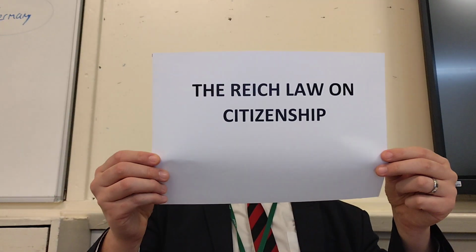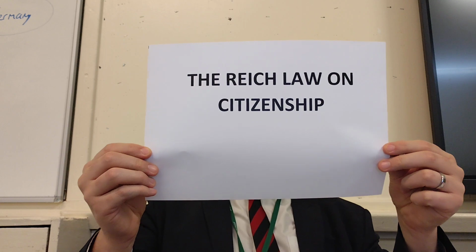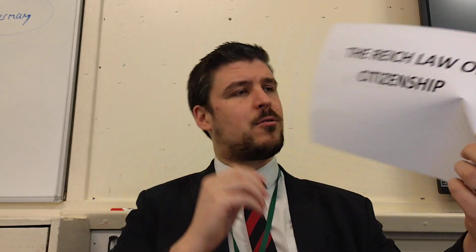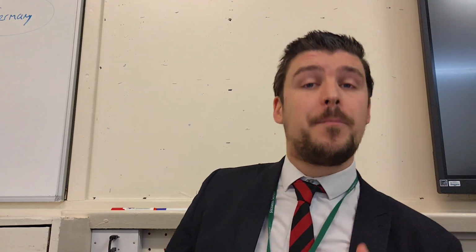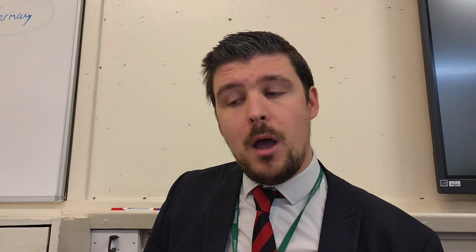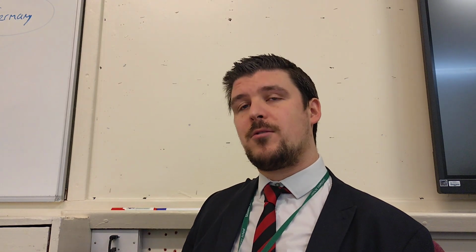The second Nuremberg Law, much simpler title, is the Reich Law on Citizenship. Have I spelled that right? Yeah, I have. Reich Law on Citizenship. So this law said that only people of German blood were German citizens. In other words, Jews in particular no longer held German citizenship, and that meant that they couldn't vote.